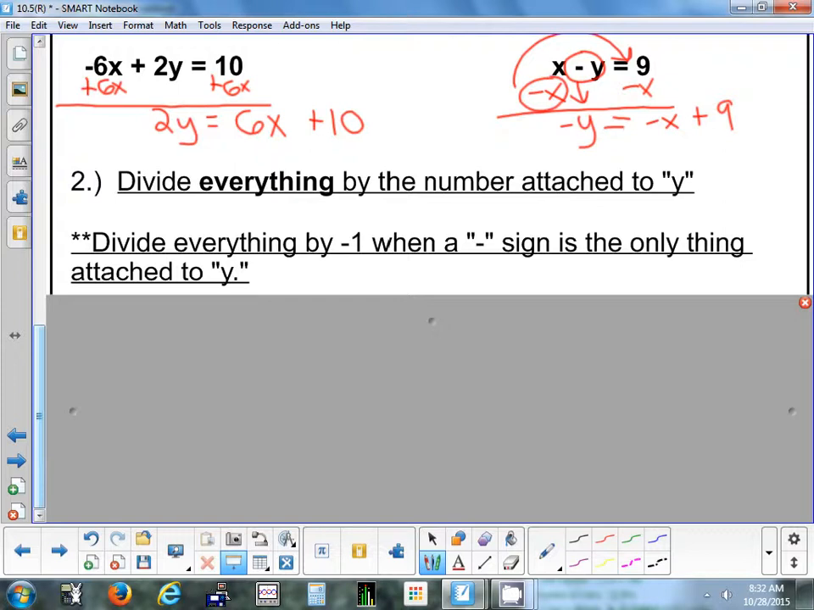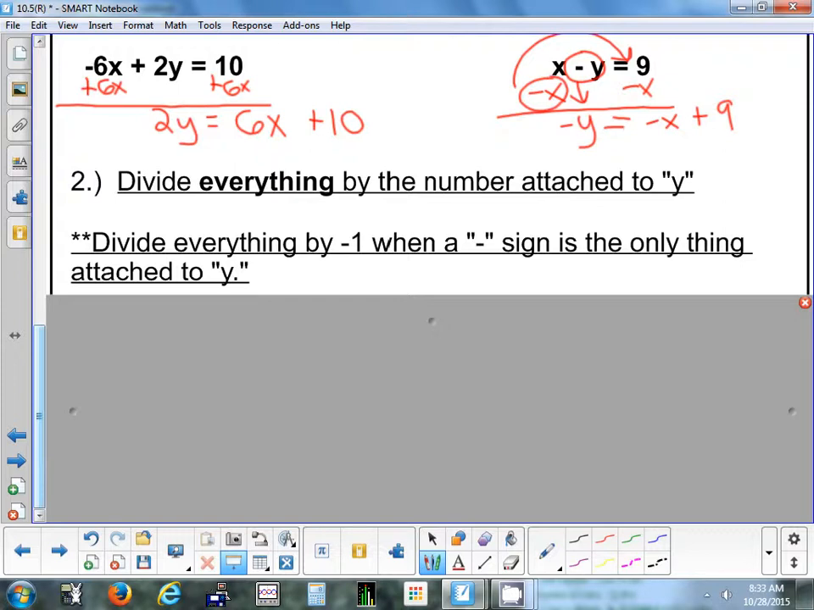Sometimes I know when I've been working with kids, that's something that they forget. They think they're done, but y is still negative. Then they go and graph it, and they get it wrong because they didn't divide everything by a negative 1. Last one. So once we do this step, then we'll be set to graph.